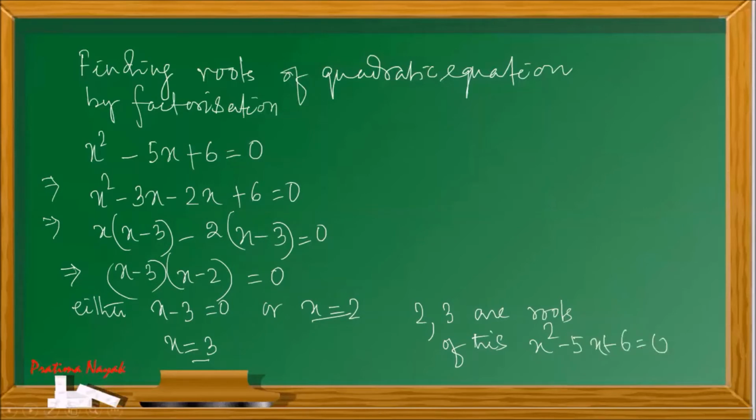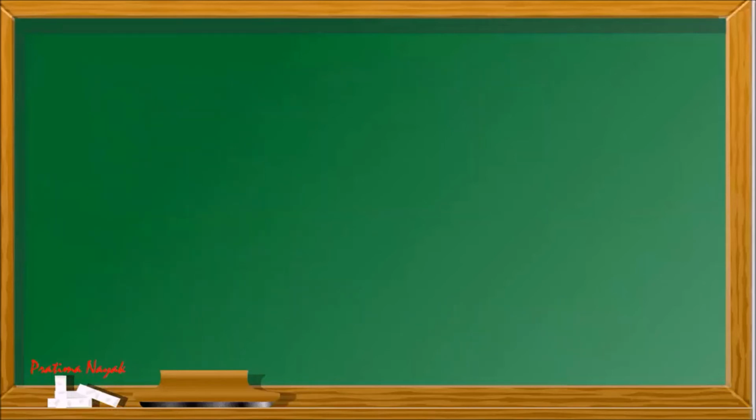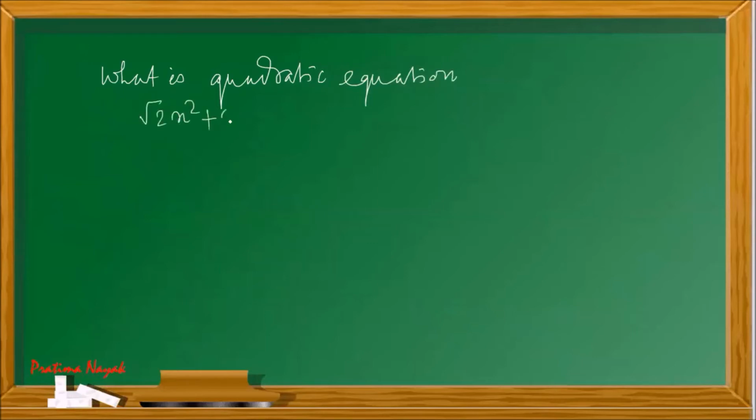Okay. So we have understood what is a quadratic equation. Now let me ask you a question. How much have you understood? If I write root 2 x square plus x plus 5 is equal to 0, and I am writing another equation, 2x square plus root x plus 3 is equal to 0. I am writing another equation, x plus 1 by x is equal to 0.